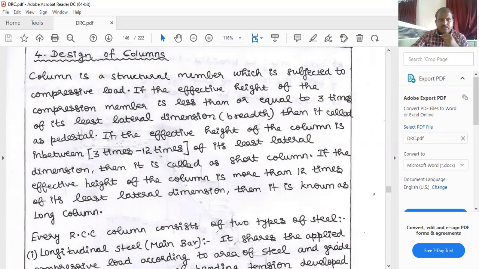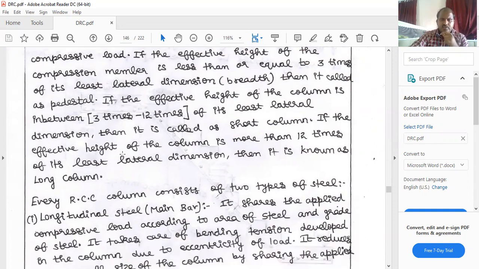If the effective height of the column is between 3 times to 12 times its least lateral dimension, then it is called a short column. If the effective height of the column is more than 12 times its least lateral dimension, then it is known as a long column.